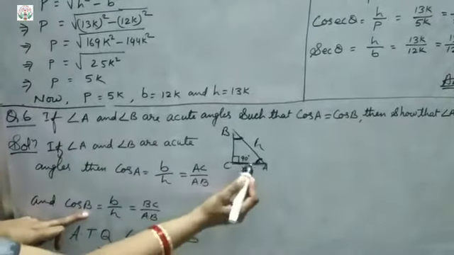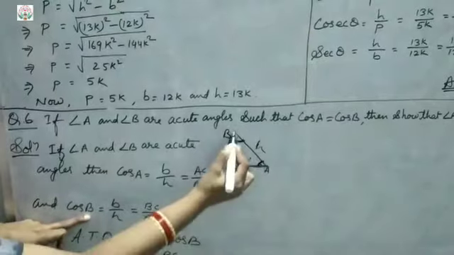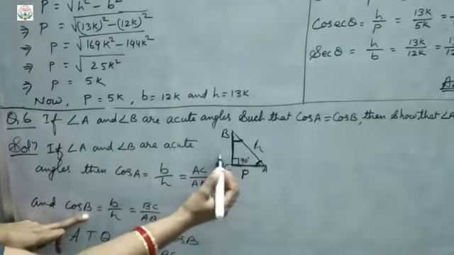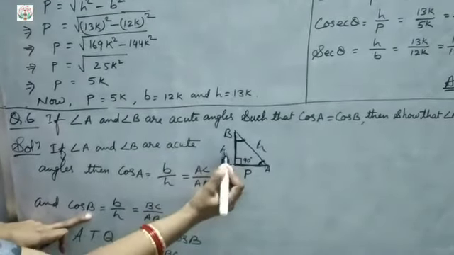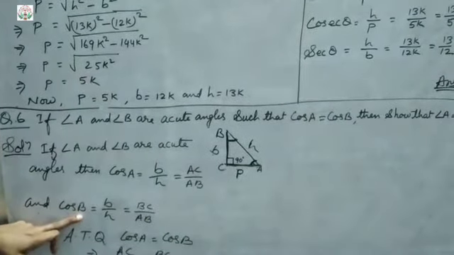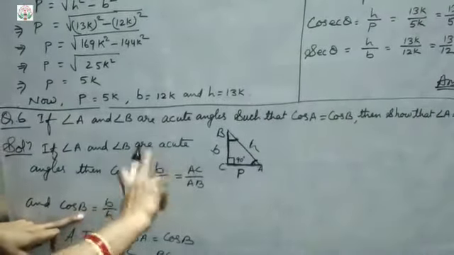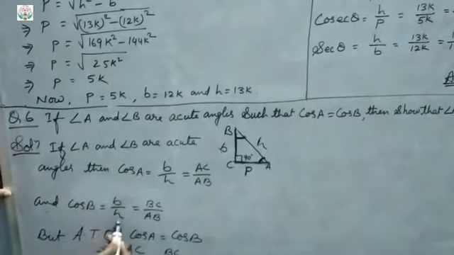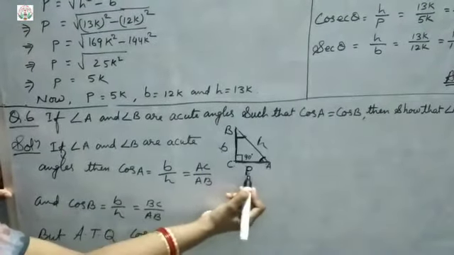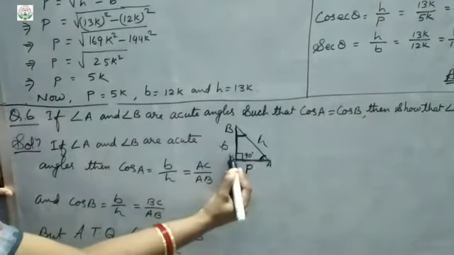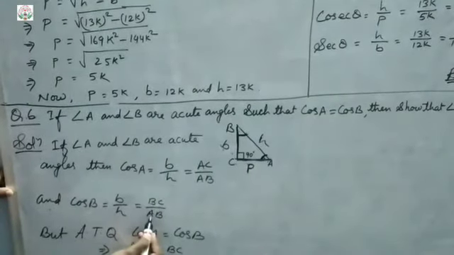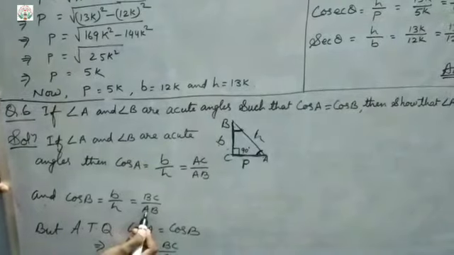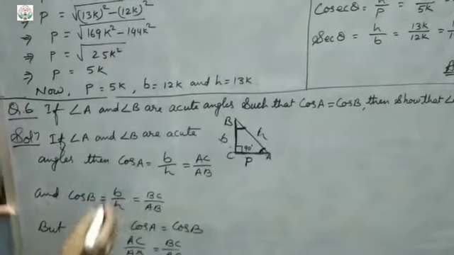And this particular BC side is the side adjacent to angle B. So this will be B, that is base, just the opposite of that angle A. So now P by H means, here what is P? And what is B here? B is BC. So BC upon H, which is AB. Okay, clear?